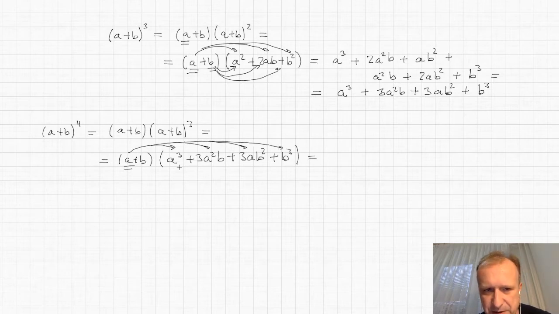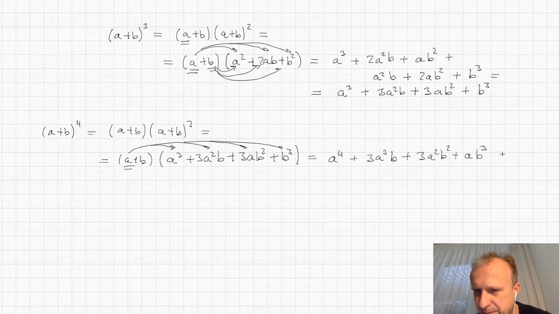So multiplying by a all four terms in this bracket, I get the following. I get a times a cubed is a to the power of 4, plus a times 3a squared b is 3a cubed b, plus a times 3ab squared is 3a squared b squared, plus a times b cubed is ab cubed, plus, and into the second line I'm going to write what I get by multiplying b times each term in the second bracket, like that.